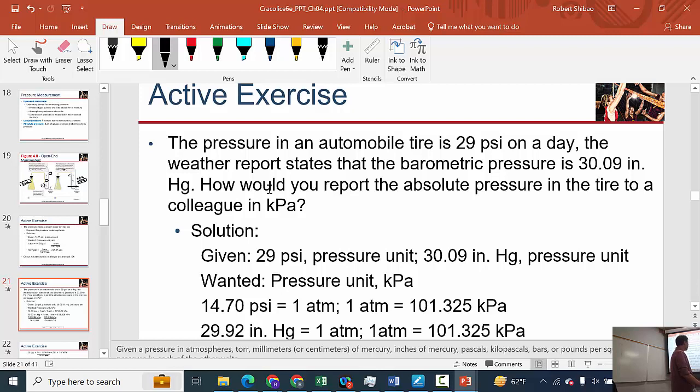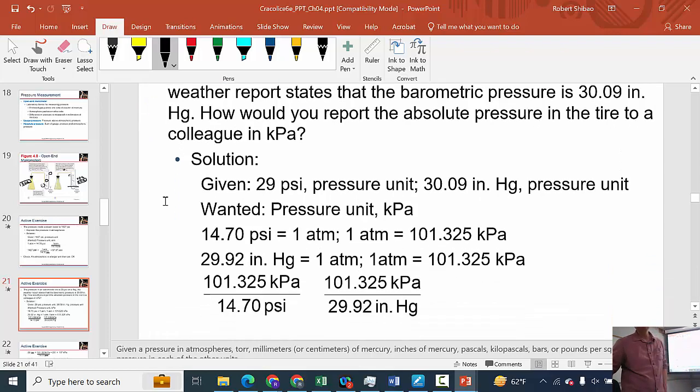Well, fortunately, they had PSI. But we have one more thing we need to talk about.